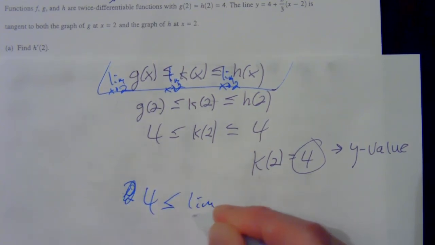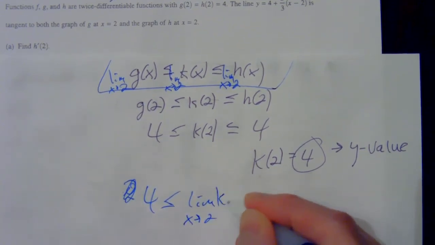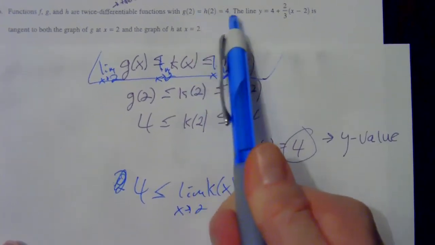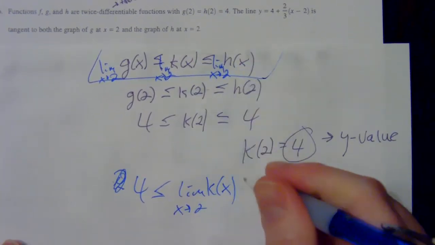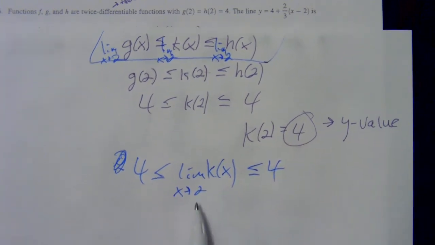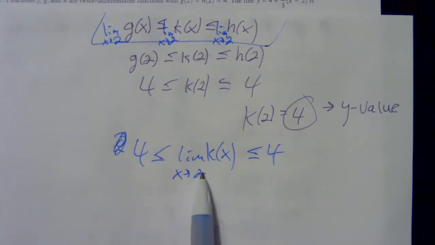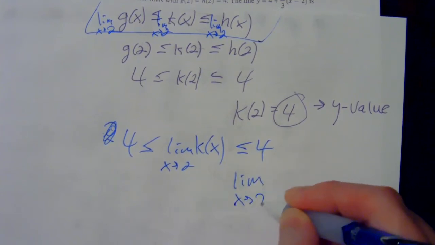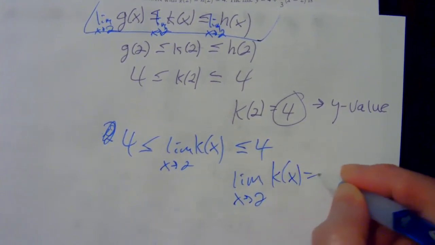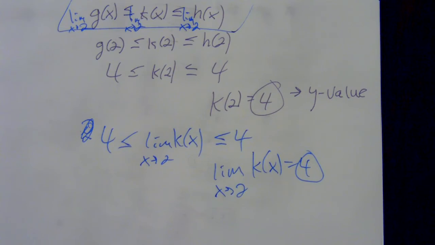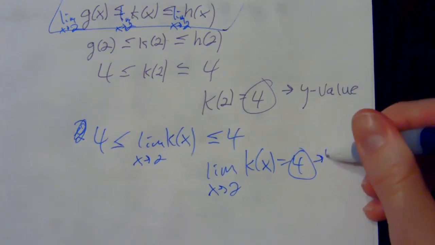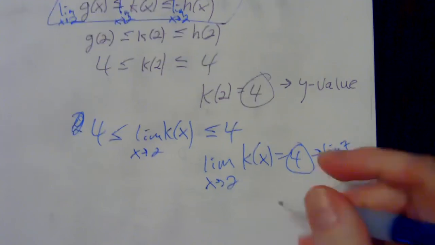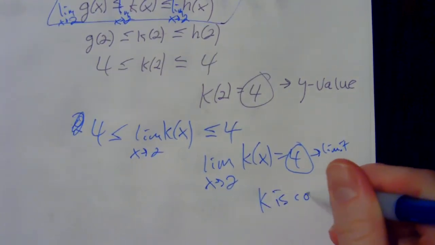And then I have the limit as x approaches 2 of this k of x. Again, since h of 2 is equal to 4, and it's a continuous function, the limit and the y value are equal to each other. So that's also equal to 4. So now we're saying the limit of k of x as x approaches 2 is in between 4 and 4, which would force that limit to also be equal to 4. And then notice that your limit is equal to the y value, which is what makes k continuous.